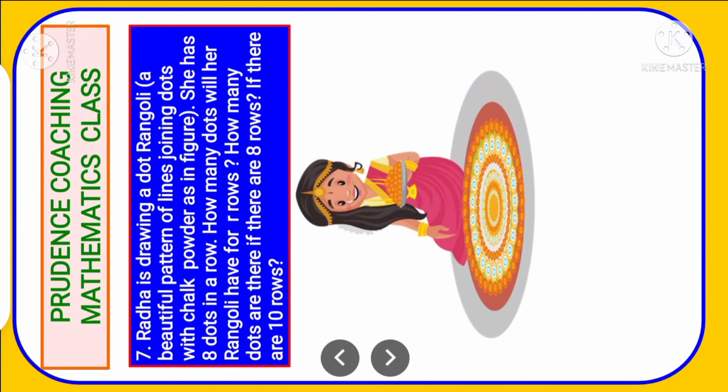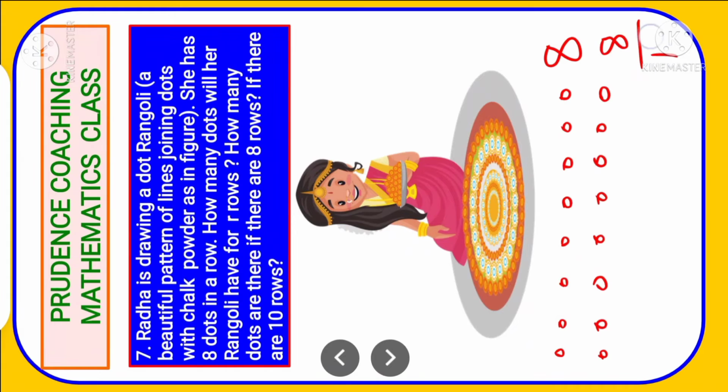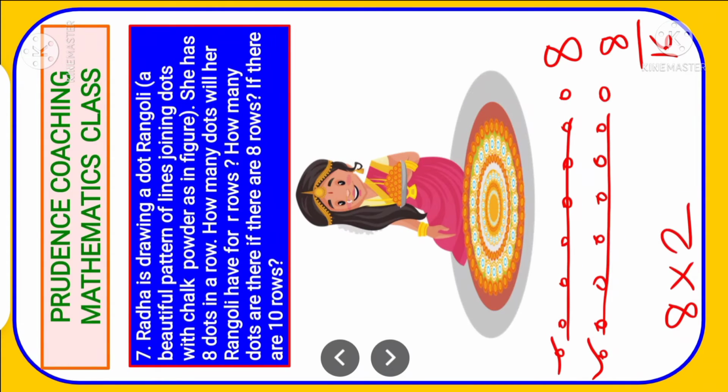According to the question, in a single row there are 8 dots. 1, 2, 3, 4, 5, 6, 7, 8. So how many dots are there? 8. If the number of rows is 2, then in this particular row also there will be 8 dots. So 8 plus 8, 16 dots. Or you can do it like this. How many dots are there in a single row? That is 8 into the number of rows. This is 1, this is 2, so 2 rows are there. So 8 into 2, you will get 16.